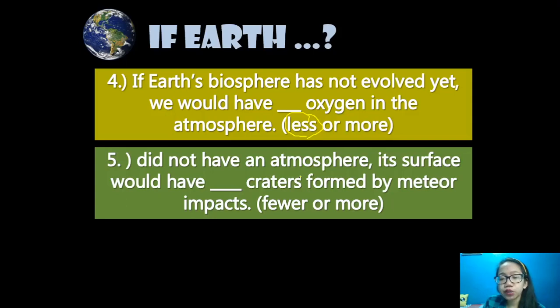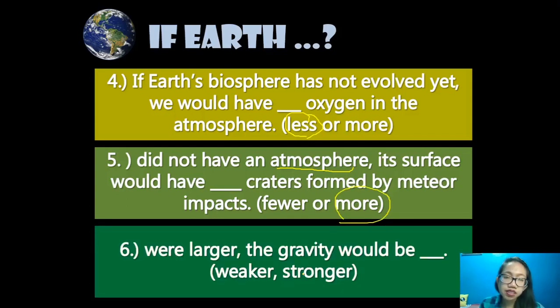Okay, number 5, if Earth did not have an atmosphere, its surface would have blank, fewer or more craters formed by meteor impacts. Okay, I have mentioned earlier that the heavy bombardment was caused by a lot of materials still not being cleared in our orbit, but there should be a layer that is protecting the Earth now, and that's our atmosphere. So if our Earth did not have a proper atmosphere, we would have more craters.